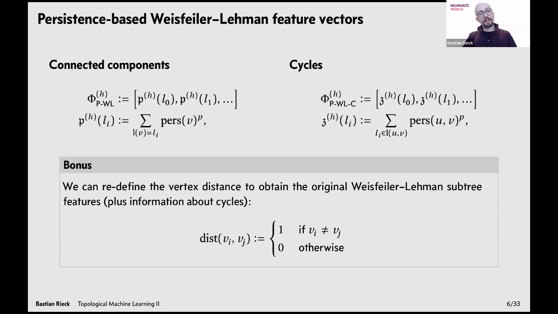Now, the bonus, and this is what I mentioned in the beginning, we should have done this a little bit more nicely, and we should have advertised this a little bit more, but we can actually redefine the vertex distance that we defined earlier to obtain the original WL features plus some information about cycles. So by just taking the ordinary binary metric, or the ordinary identity metric that just says it's 1 if the two nodes are not equal and it's 0 otherwise, through that we can essentially end up creating the original WL subtree features.